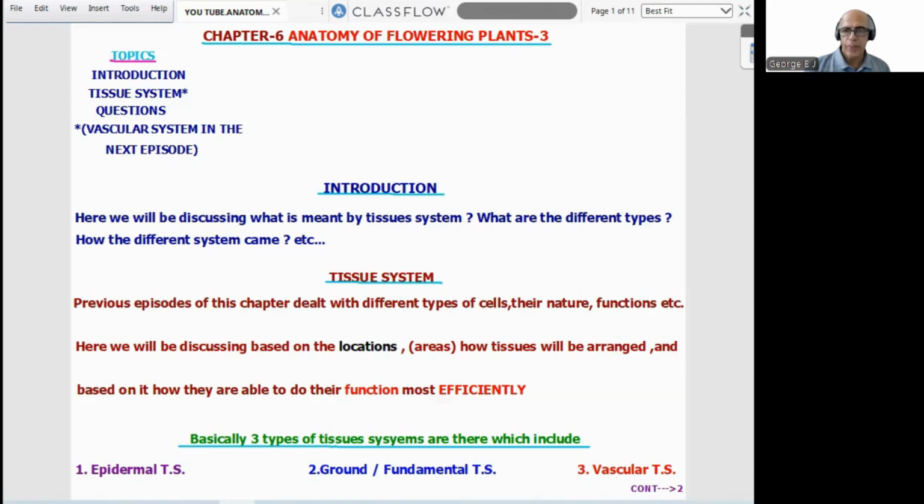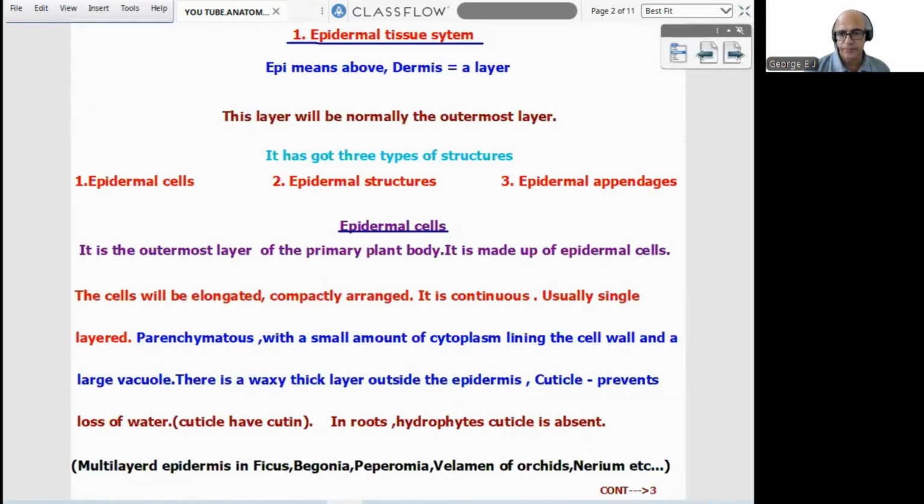One is epidermal tissue system. This is tissue system. To save space, I just put TS, not transverse section, tissue system. Second, ground or fundamental tissue system. And third one is vascular tissue system. The third one we'll be learning in the next episode. So we can enter into epidermal tissue system. I think the first page is clear, so we can proceed to the second page.